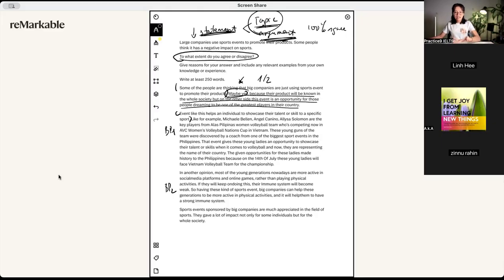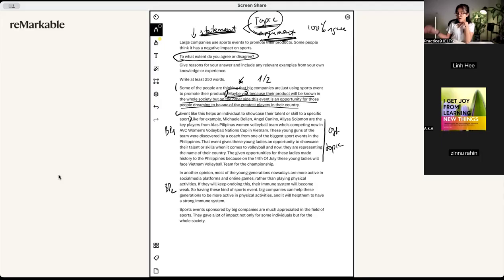So again, let me just repeat what I just said. This sentence is not a topic sentence for this topic because it has nothing to do with the topic, which is about large companies promoting their products at sports events. Okay, so the rest of everything here has nothing to do with this topic, and this is off topic. And I do not have to read this. I'm not going to read this. The examiner will not read it.